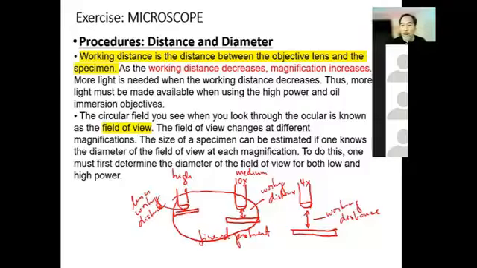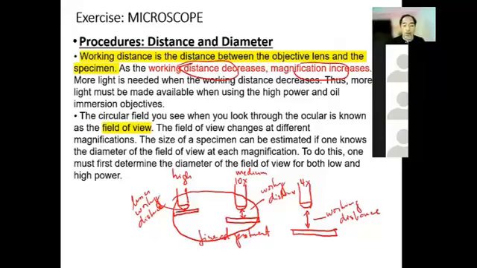But generally, the working distance decreases in your high power, while the magnification increases. You're seeing a bigger sample of the specimen. So that is the concept of microscopy.